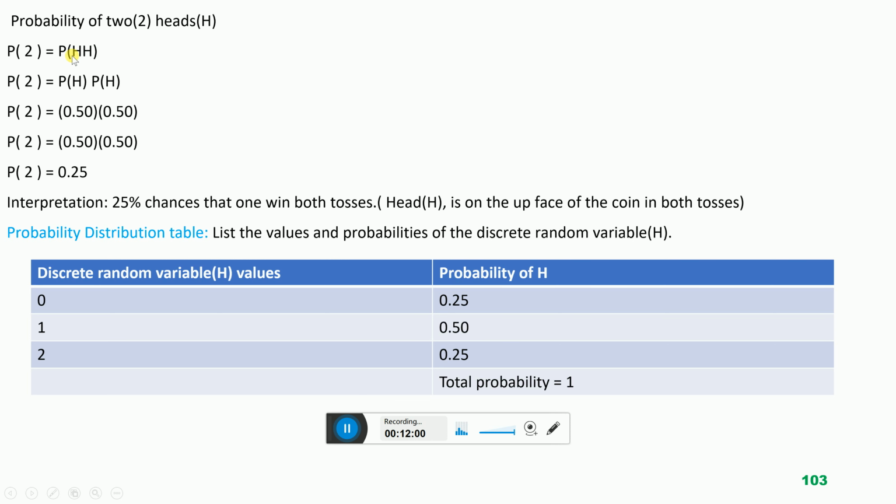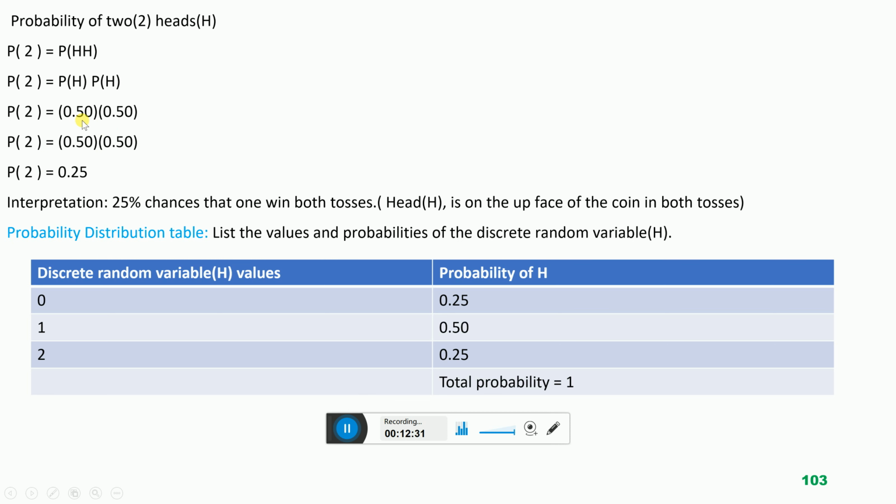Head means that when we toss a coin, one time head appears on the up face of the coin. When we toss a coin a second time, again head appears on the up face of the coin. So probability of two heads we will write like this: probability of head and head. So probability of two heads is equal to probability of head multiplied by probability of head. Probability of two heads is equal to 0.50 multiplied by 0.50. Probability of two heads is equal to 0.25.